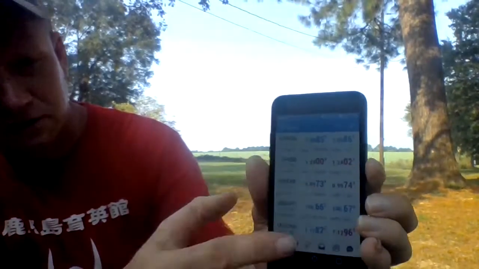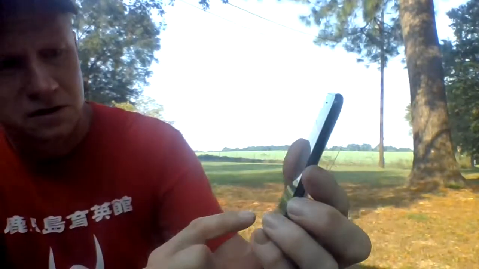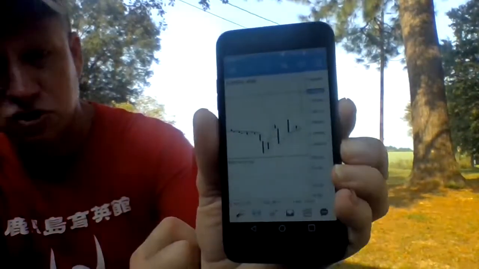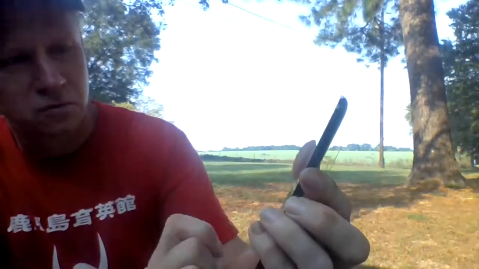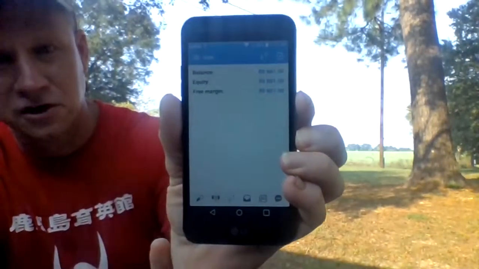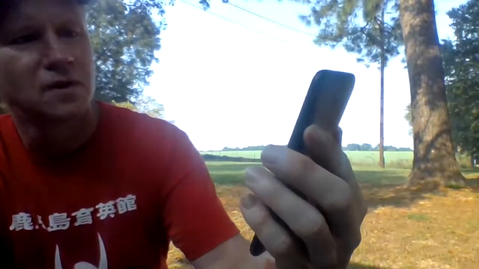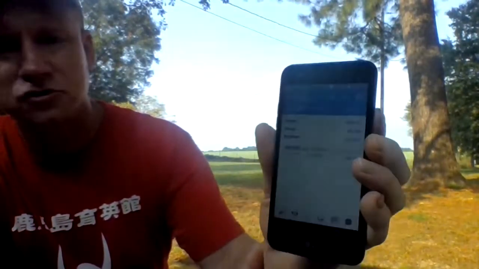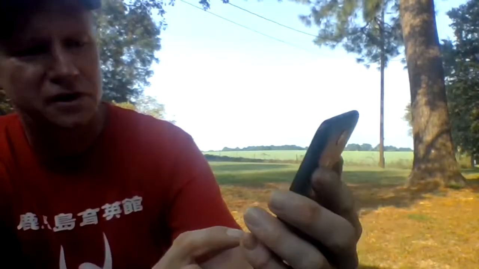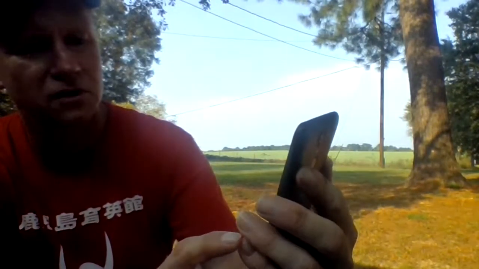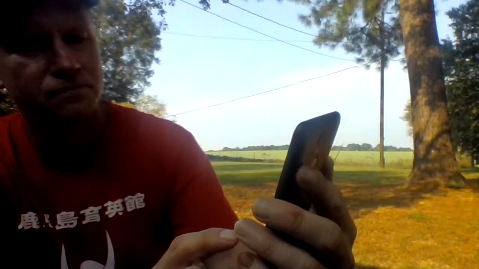That first one right there gives you your pairs, okay? The second one gives you your charts. The third one gives you your active trades and your account balance. The next one gives you your news and your trade history, how much money you put in the account. I put $4.90 in the account already earlier.